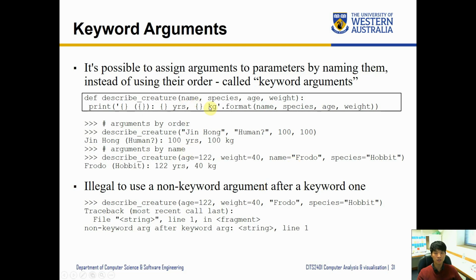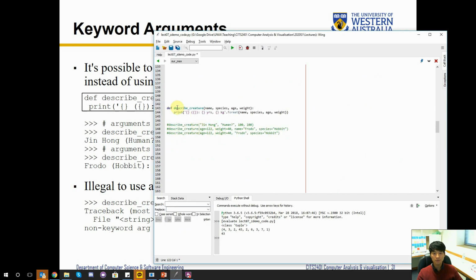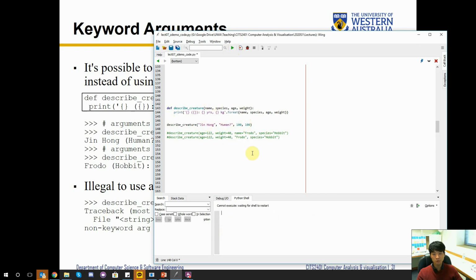So let's have a look at this example here. So we have this function called describe creature. Okay, and our first example is our normal usage that we have seen before. So we know that the first item has to be name, species, age, and weight. Okay, so this is what it's doing. We know exactly the order of parameters that we need to provide, and we run this, then it behaves exactly the same. Okay, so that's not a problem. However, if I don't know the order, but I know exactly all the parameters that are required, then I can specify them in any order as long as I cover all of them.